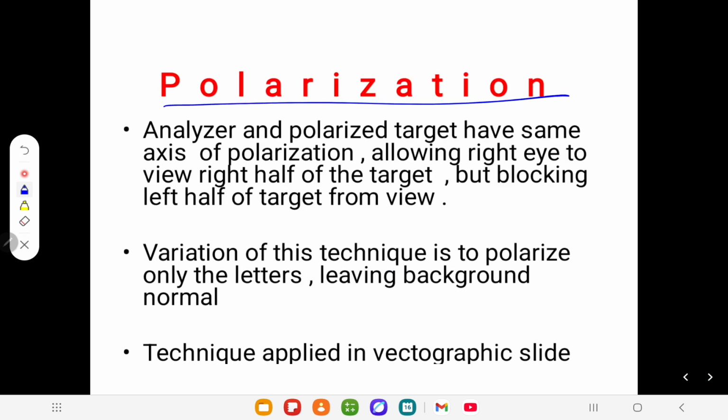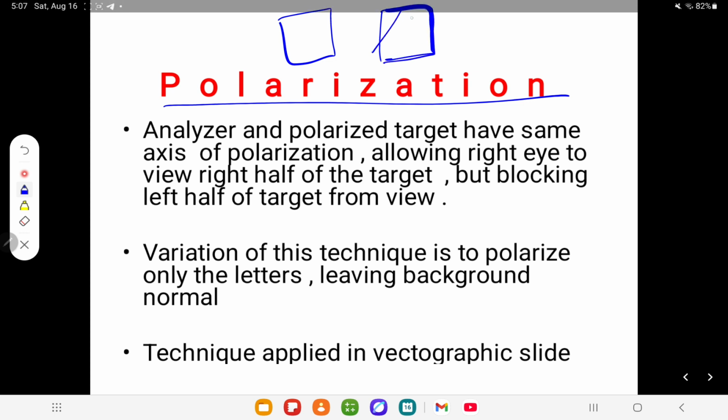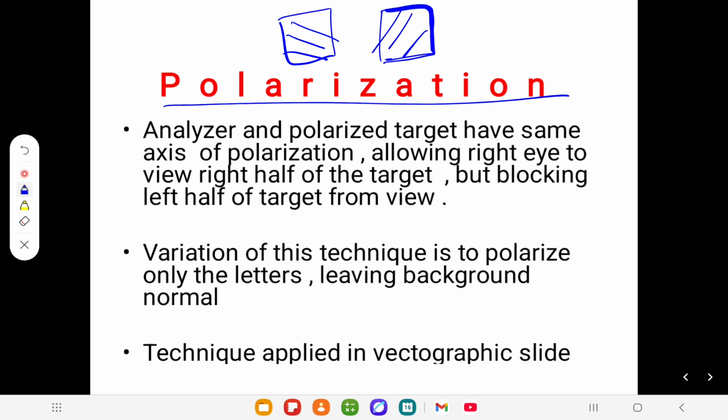Okay, polarization. In polarization, analyzer and polarizer target have the same axis of polarization, allowing the right eye to view half of the target, but blocking the left eye from viewing it, isn't it? If you see some target from the right eye, then you cannot see the same target from the left eye, because the left eye has another axis of polarization, and the right eye has another axis of polarization. That's why the right eye sees only the target meant to be seen by the right eye, and the left eye sees only the target meant to be seen by the left eye.